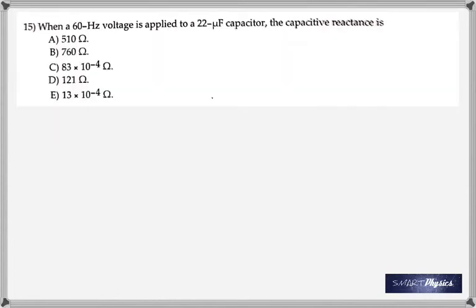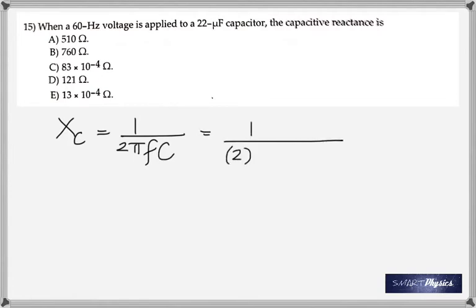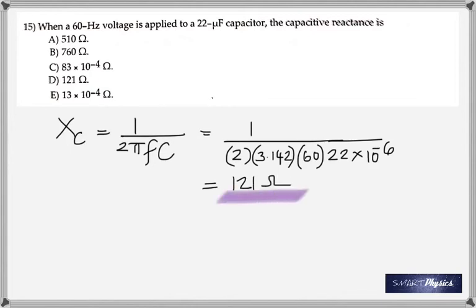Okay. When a 60 hertz voltage is applied to a 22 microfarad capacitor, what's the capacitive reactance? The formula XC is 1 by 2 pi FC. Everything given, substitute. Micro is 10 to the negative 6, so you get the answer, 121 ohm.